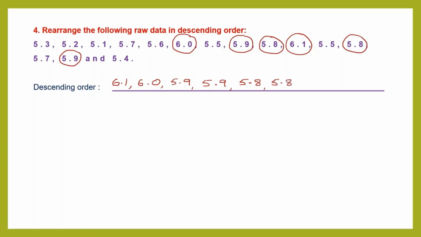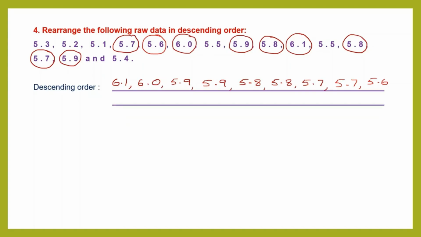5.8. Then we have 5.7. So let's write down 5.7. Then we have another 5.7. So let's write it down. 5.7. Then the next one we look for is 5.6. Okay, here we have a 5.6. So let's write that 5.6. Then do we have any more 5.6? No. So we have a 5.5 here. So let's write that down. 5.5. Then we have another 5.5.